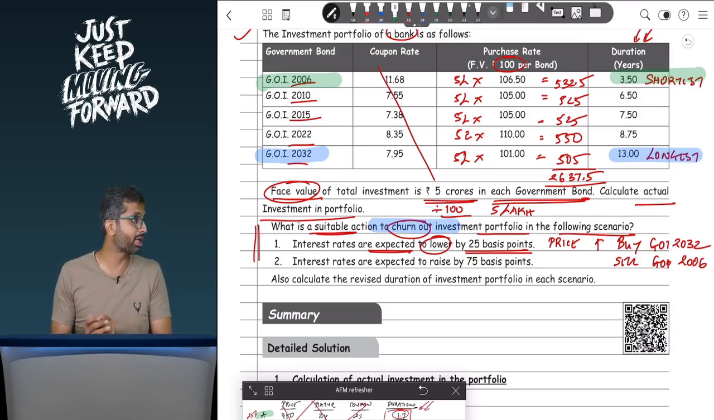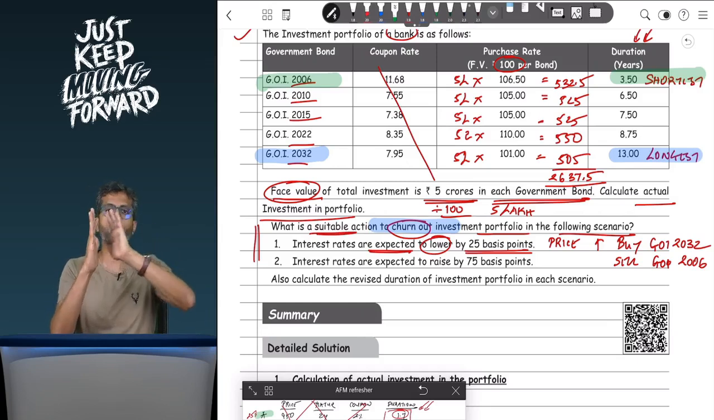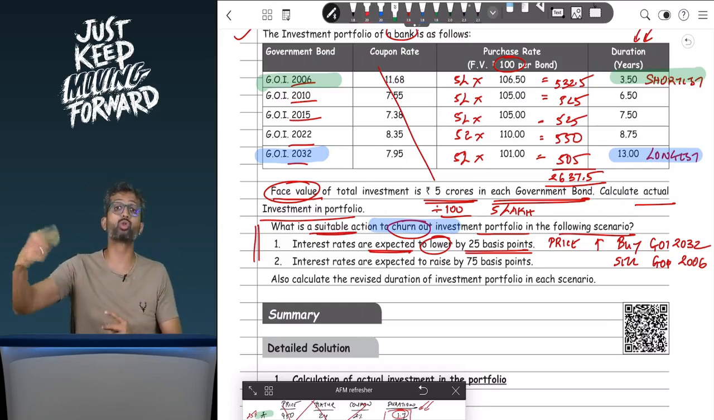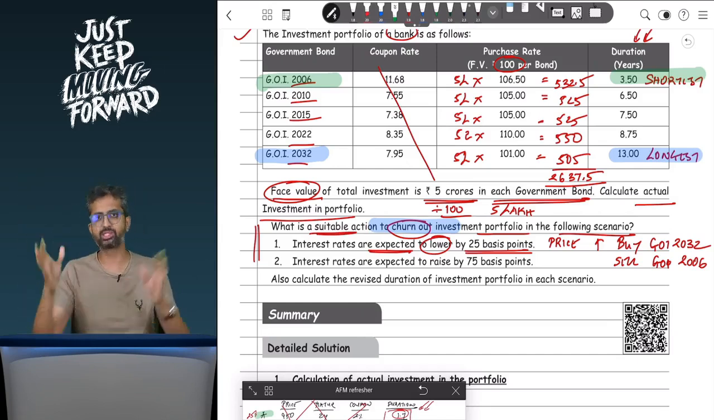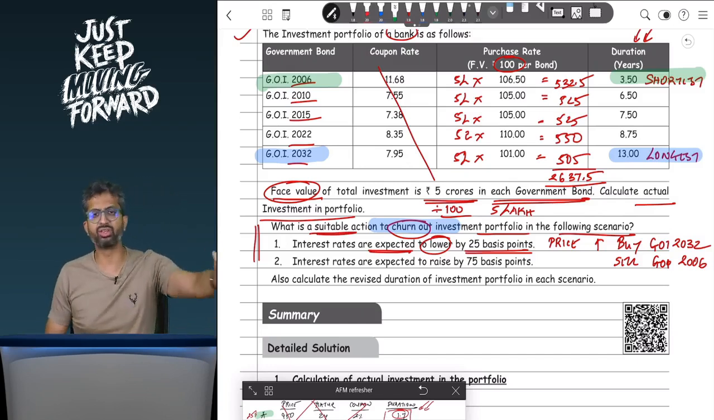What is the logic behind that? Well, for a fall in interest rate, bond price will go up. If bond price goes up, you select the bond which is going to go up the maximum, and hence the 2032 bond. If you have the money, put that in the 2032 bond. If you don't have the money, sell the 2006 bond and put that money.